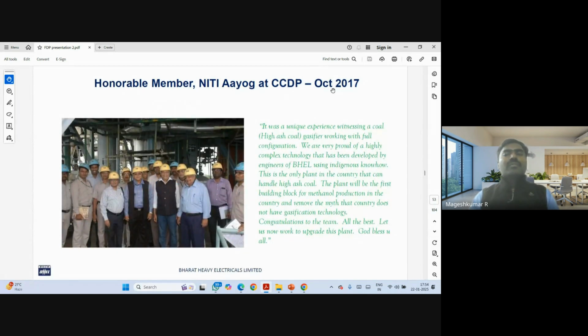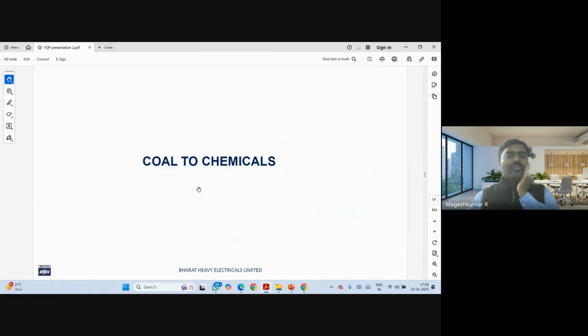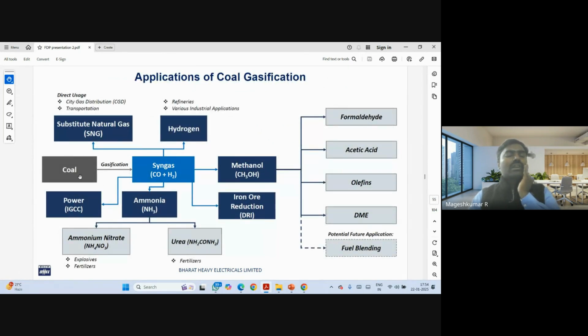So this is way back in 2017, a Niti Aayog person had visited our Trichy plant to see how our gasifier works. See, the coal would be gasified to syngas. The syngas can be directly transported for transportation use, or hydrogen can be used for various industrial applications, or it can be used directly in the IGCC plant, or it can be used for ammonia production. The ammonia can be further converted to ammonium nitrate for explosives and fertilizers.